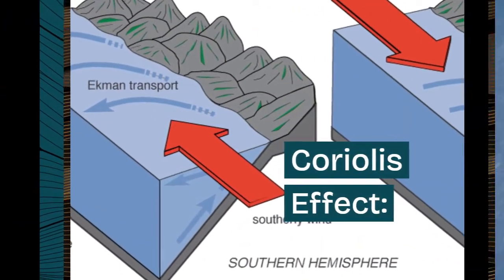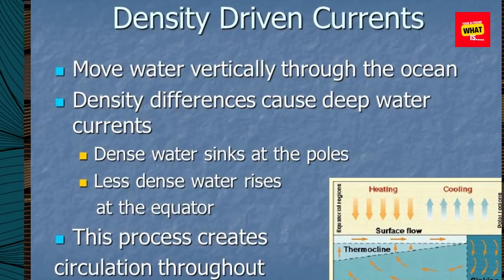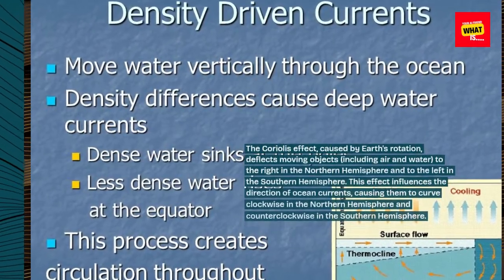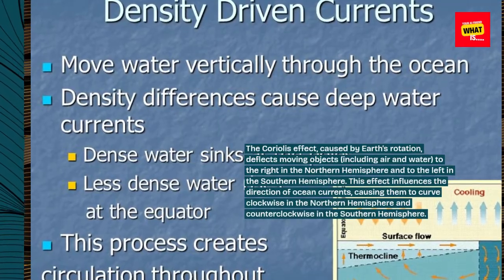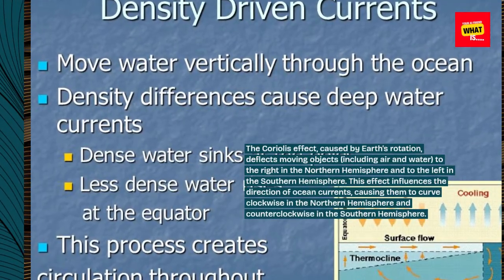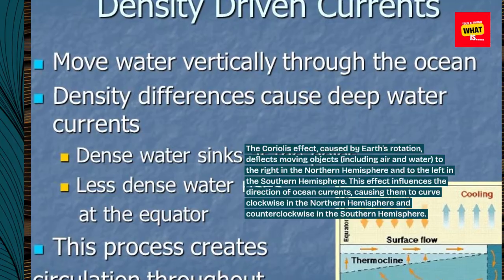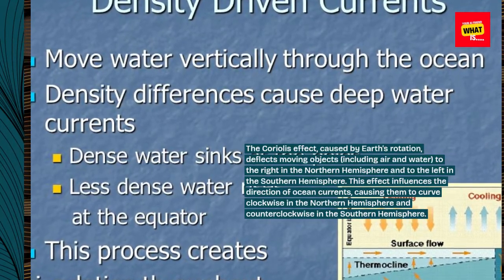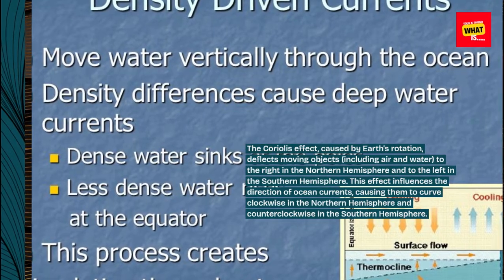Coriolis effect. The Coriolis effect, caused by Earth's rotation, deflects moving objects, including air and water, to the right in the northern hemisphere and to the left in the southern hemisphere. This effect influences the direction of ocean currents, causing them to curve clockwise in the northern hemisphere and counterclockwise in the southern hemisphere.